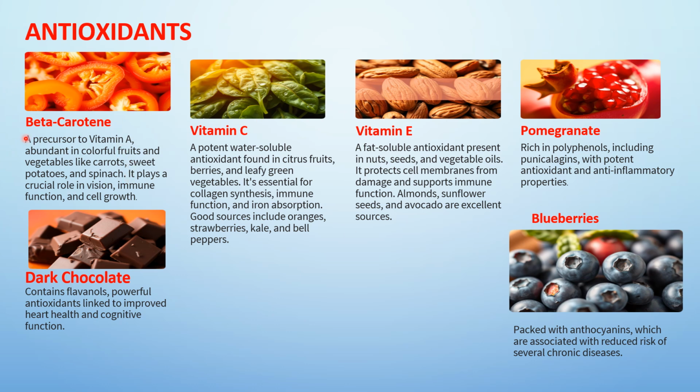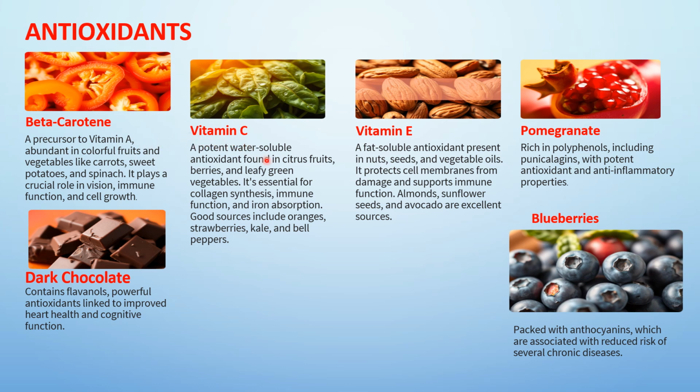First is beta carotene. This beta carotene is found in all bright colored vegetables like carrot, sweet potato, spinach, and tomato also. It plays a crucial role in vision, immune function and also in cell growth. So in all these vital functions, the beta carotene will perform well. So it is an antioxidant also.